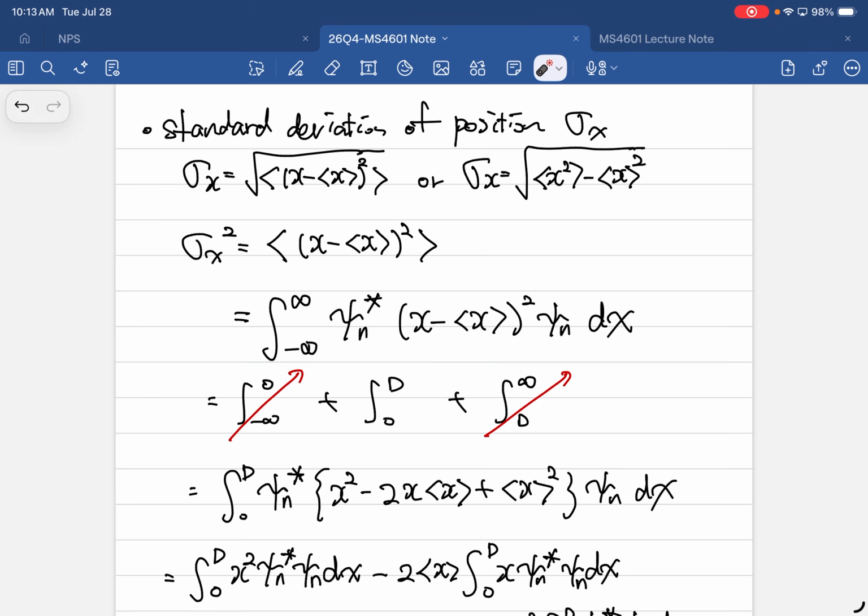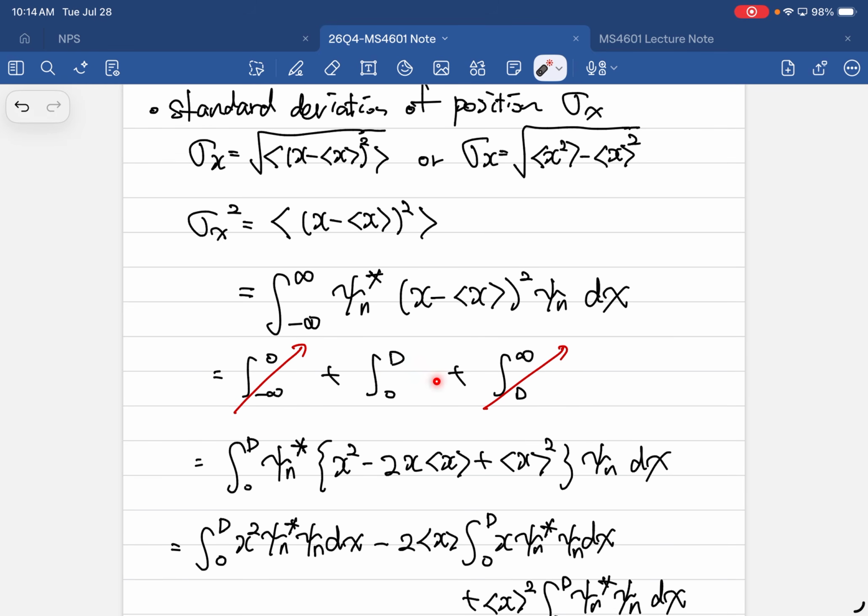But we are again dealing with three different domains, right? The wall is located at x is 0 and x is d. So we are essentially looking at this part, region 2, which is what we are interested in. This is outside of the well, and for these regimes psi, as you know, is 0. So we are really looking at this inside the well, and for that you just expand this part.